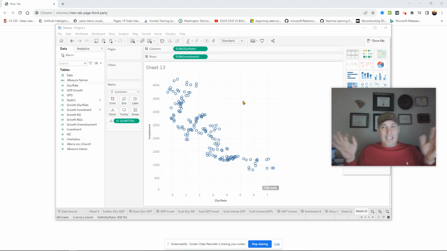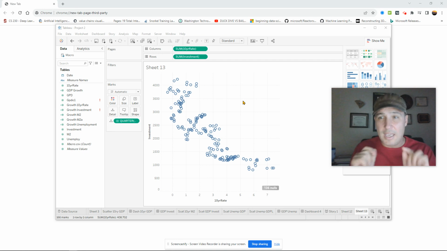Well, actually, we're not quite so sure yet. And here's the reason: both of these things have trends. Uh-oh. And here's the scary part. Let me show you what the problem is here. Let's look first at investment and the 10-year interest rate.